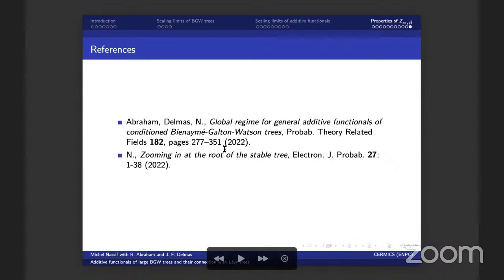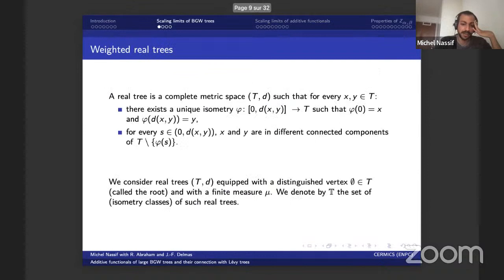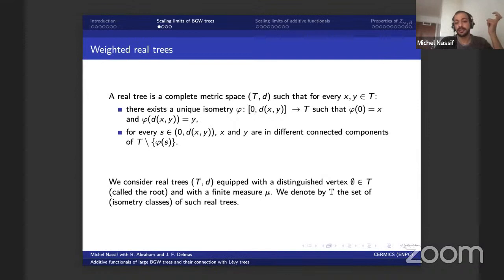Sorry, can you explain once more where the measure μ appears in the construction of the tree? It's okay, let me go back. It's just in my definition of a real tree, there's always a measure μ, right? Right here. And how does it appear in the construction of the tree? What do you mean? We only look at measured metric spaces, so it just comes with the tree. And in this specific case, where we are looking at the Brownian tree, or more generally the stable tree, it's a natural measure. It's just the push forward of the Lebesgue measure, and it's a natural object that comes with the tree.